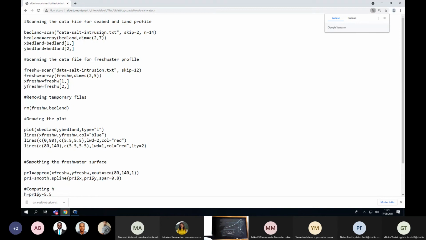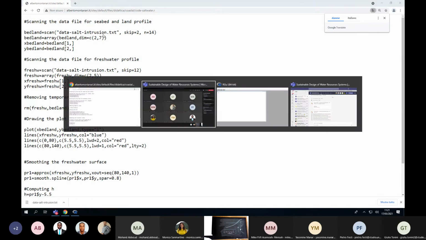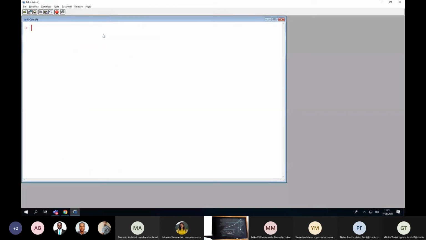Before going through it, let me go to the R console, and let me see what is the working directory, because I need to change it. And let me see if it's possible. I don't think here it's possible to.